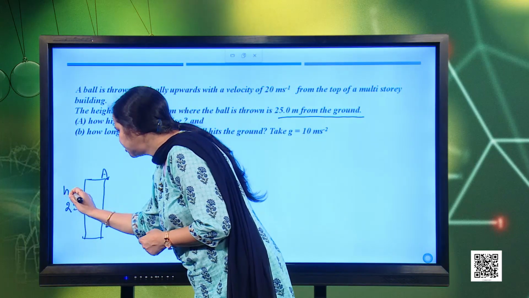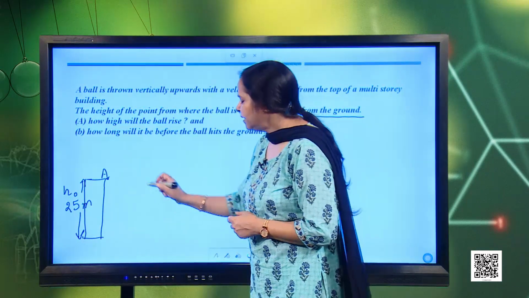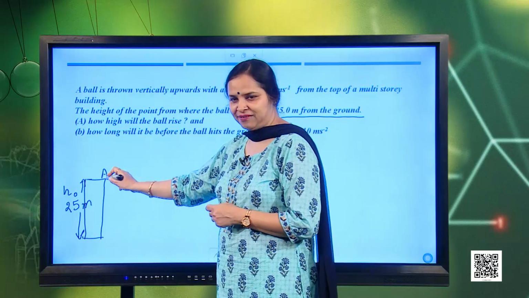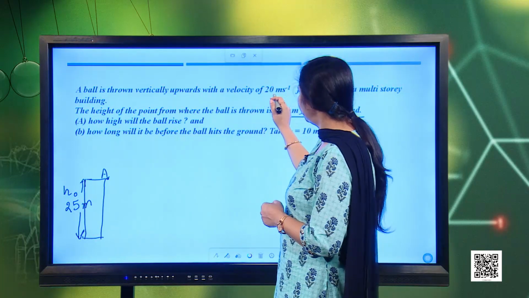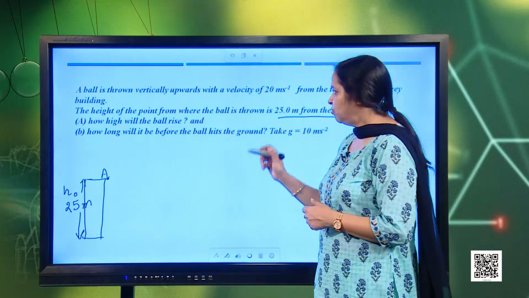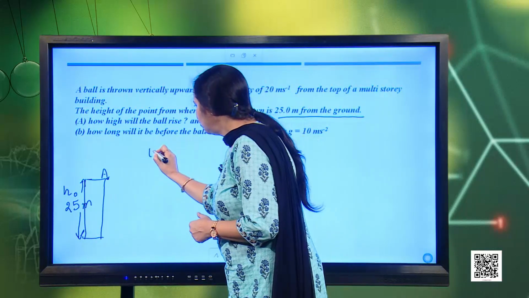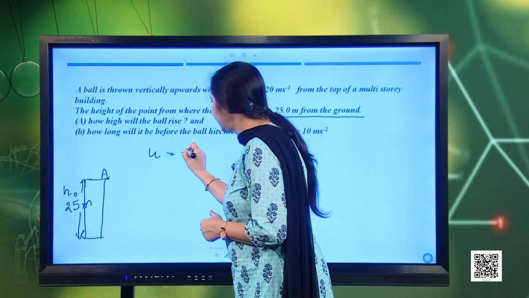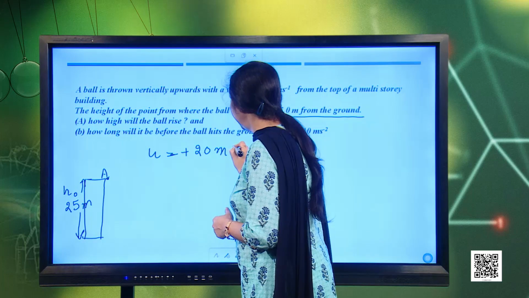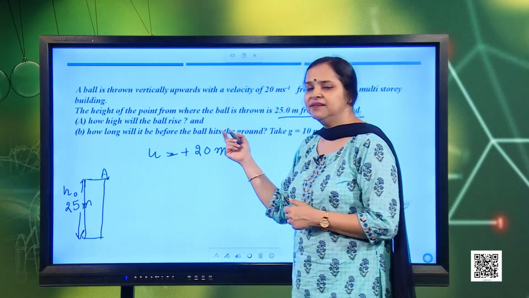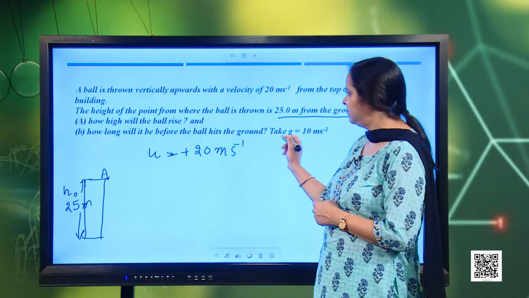So we can consider that this height of the building is 25 meters. Let me take it as h0. So this is the height of the multi-story building, and the ball is thrown from this point A, which is the top of the building. It is thrown vertically upwards with a velocity of 20 meters per second. Now, if I talk about the initial velocity from point A, the initial velocity will be taken as plus 20 meter per second. According to the sign convention, we consider the upward direction to be positive. So that is why u will be plus 20 meter per second.